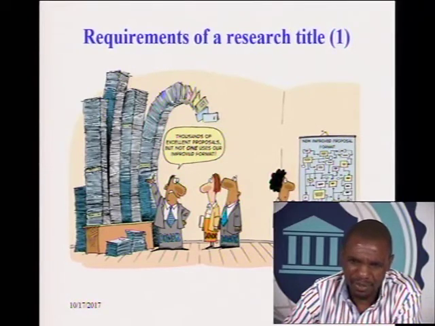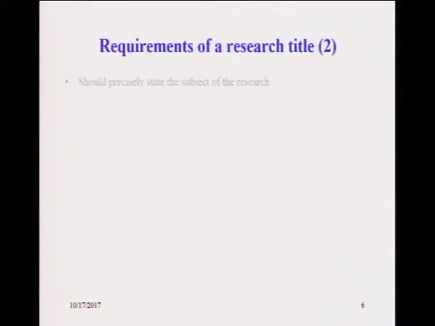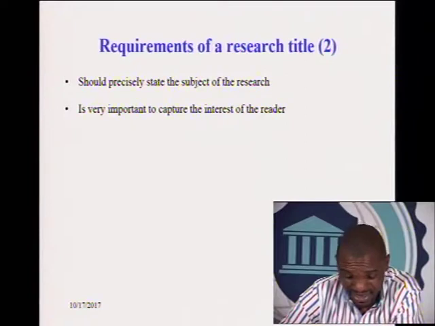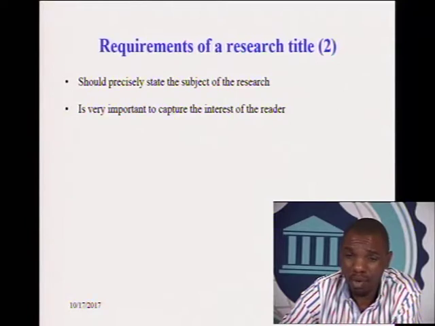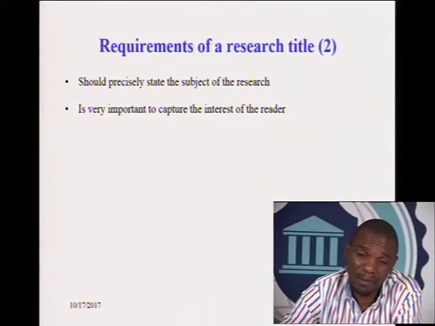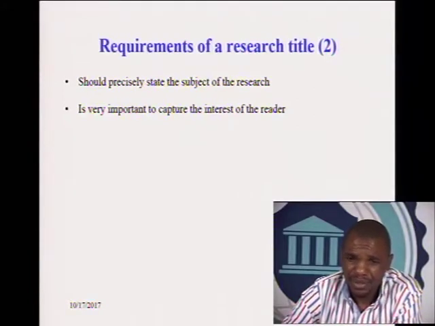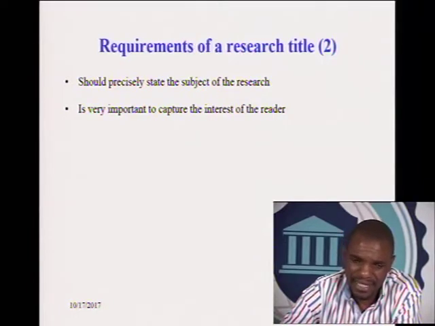So you can see requirements of a research title. It should precisely state the subject of research. So you must tell us what it is. Say, for example, an assessment of factors causing poor adherence of ARVs among people living with HIV at Kurenkuru town. That's what it is that you want to research. You must tell us you are focusing on ARV adherence issues.